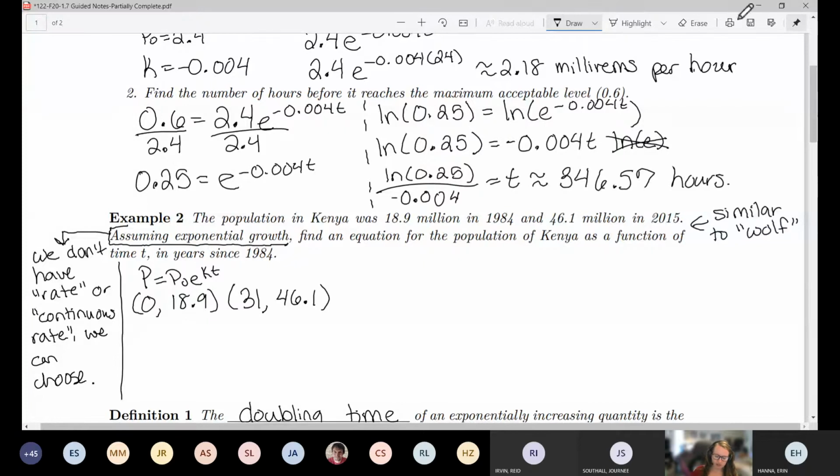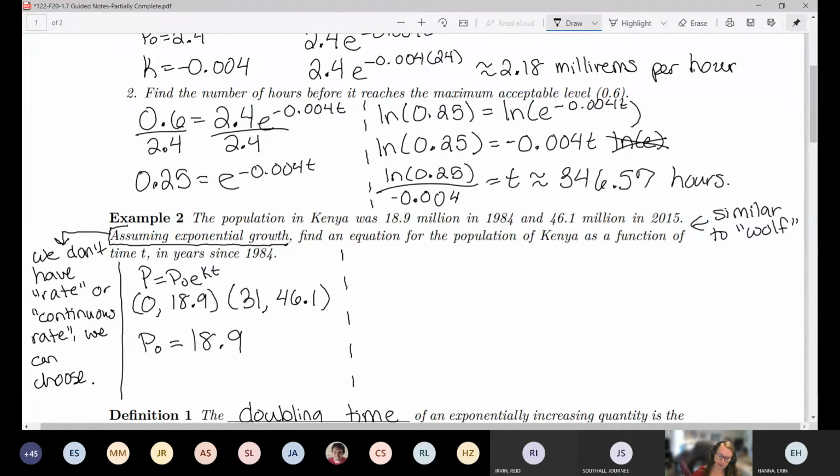And so just like with the wolf example, we do kind of have a slight shortcut here. And I'm going to take half of the shortcut, but then do the rest of it full out. So we have P0 already. So that's half of the shortcut we could take. And that's the part of the shortcut I'm going to take. P0, again, is still just the value for when t is 0. So that's going to be 18.9.